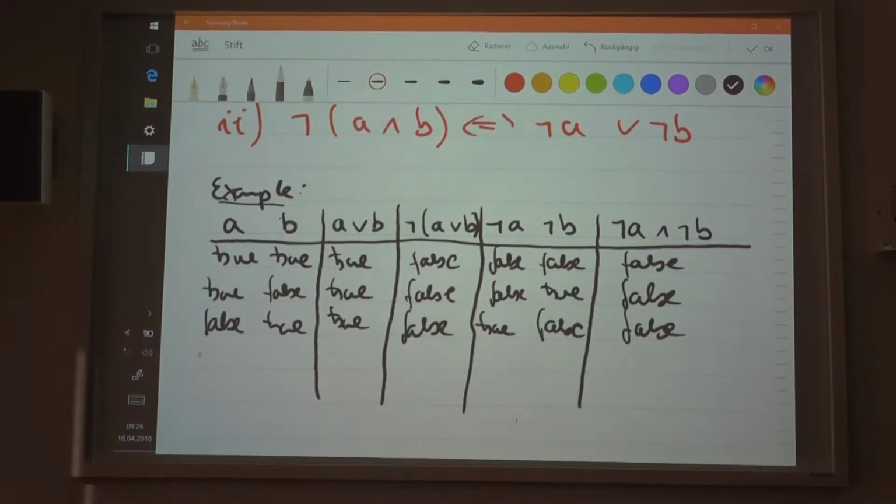And the last one, if both statements are false, A and B are false, then the disjunction of the two is also false. Then the negation of the disjunction is going to be true, obviously. And then the negations of the statements are going to be true as well. So in that case, the negation of A and the negation of B are both true.